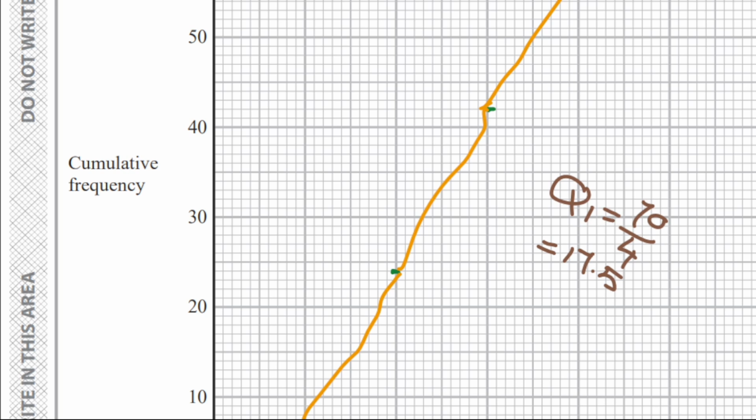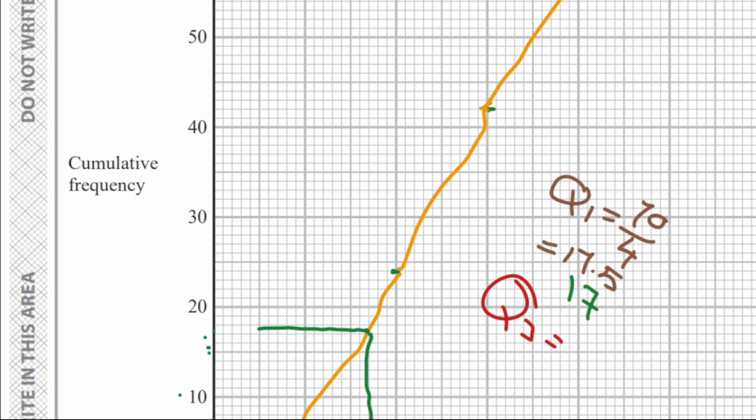Now look, where is 17.5? This is 10, that's 15, 16, 17.5 is here. Where you cross the line, go down. It's on this line. So if this is 10, that's 15, 16, 17. So Q1 is 17. Now how do you find Q3?